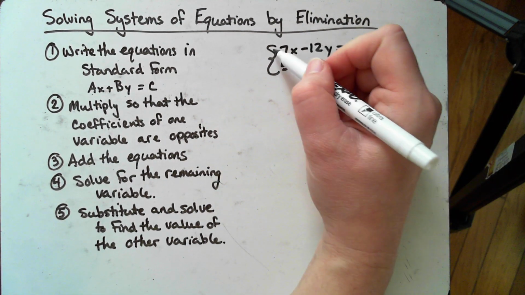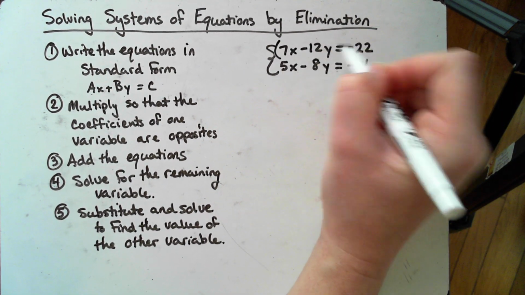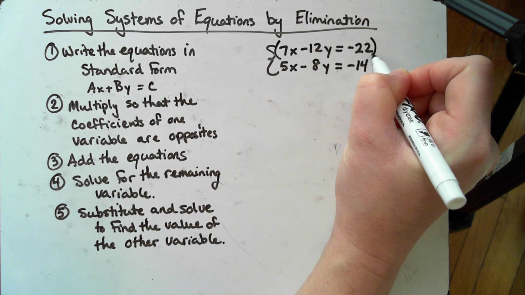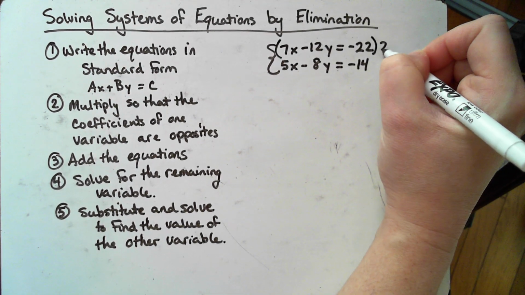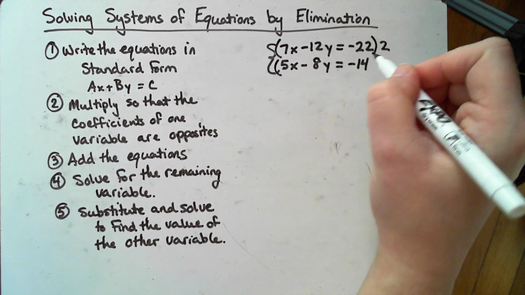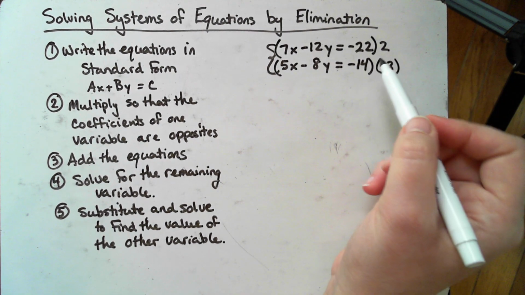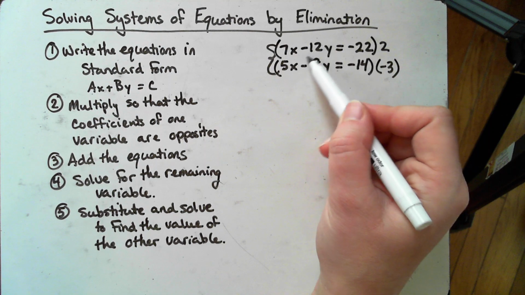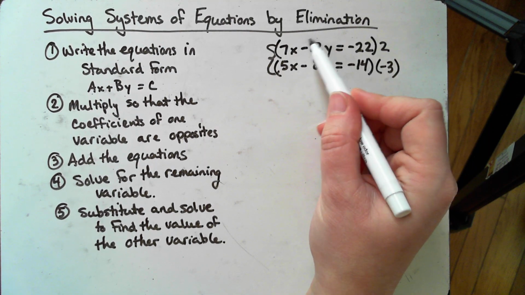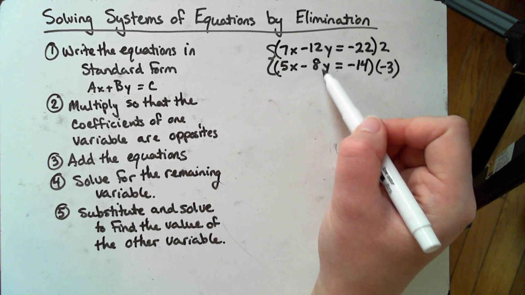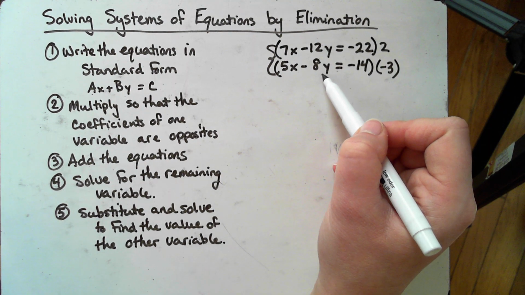So one's going to be positive 24 and the other is going to be negative 24. So this top equation I'm going to multiply by 2, and the bottom equation I'm going to multiply by negative 3. What that's going to do is I'll get a positive 24 here and a negative 24 there, and I'll be able to add them and eliminate the y's.